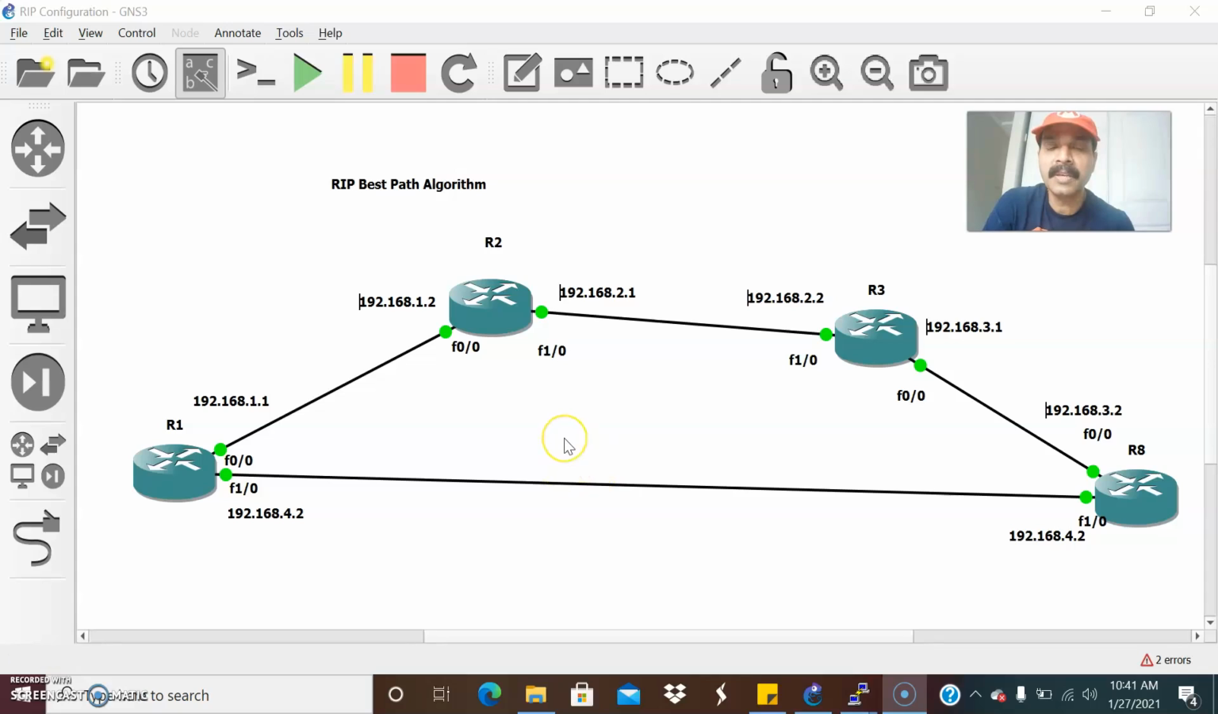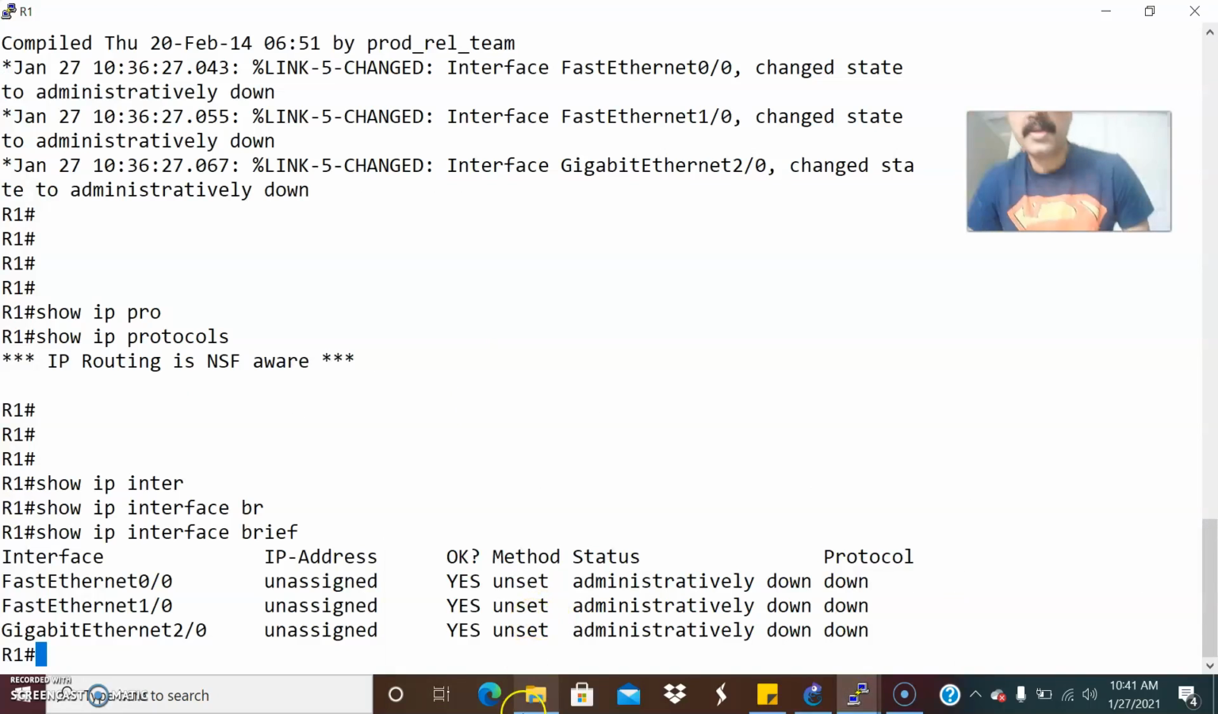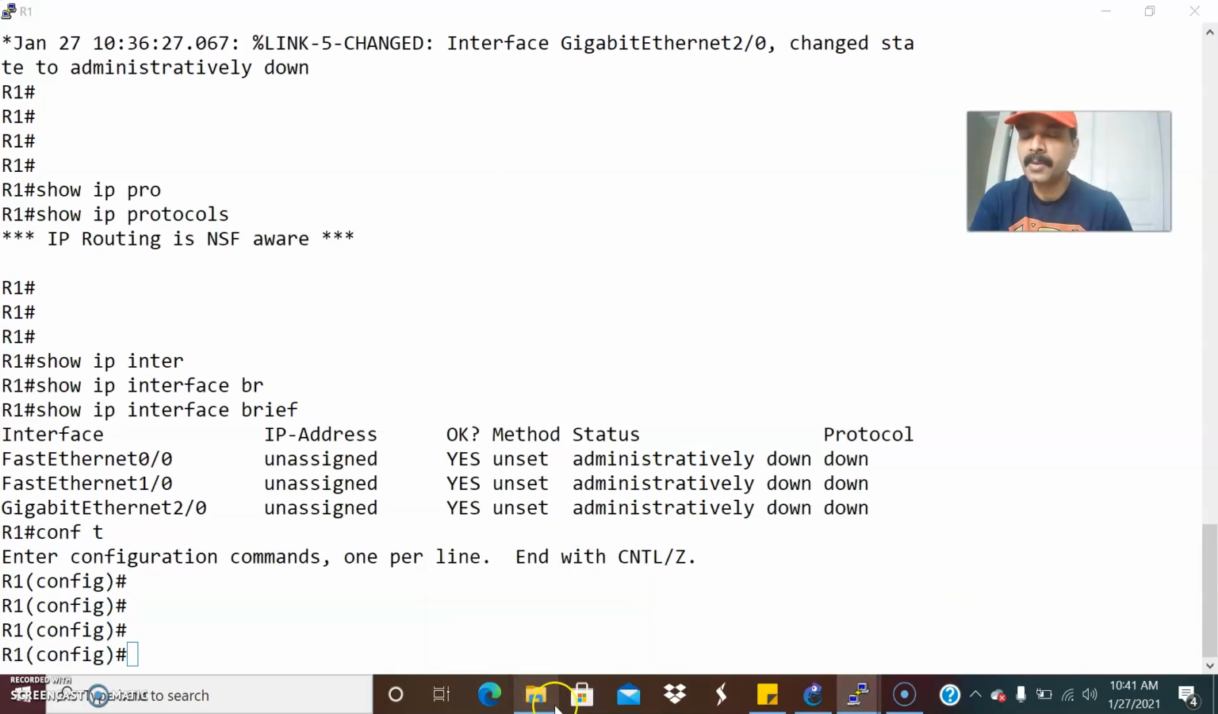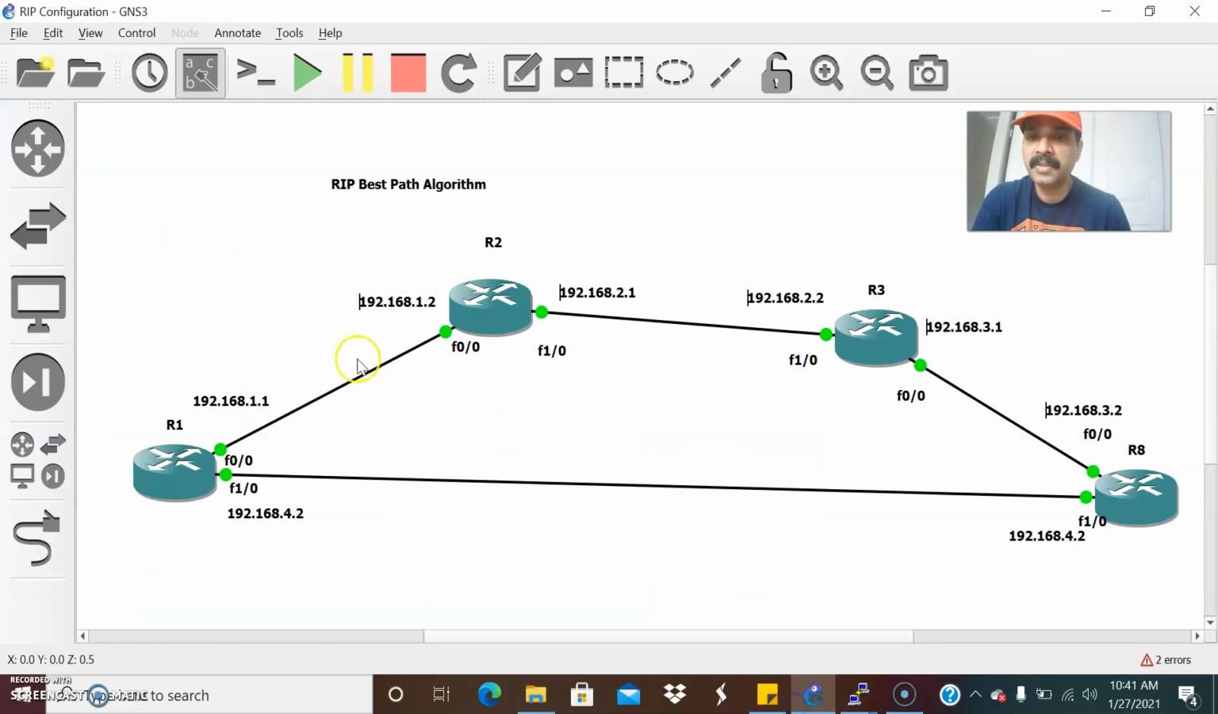I want to show by example how to configure the RIP best path algorithm. So let us now go to each and every router. Let us quickly configure the interfaces, then enable the routing protocol RIP, and then I will show how RIP finds the best path. So let us go to R1 and go to the configuration mode. Let us quickly configure the interfaces. Interface FastEthernet 0/0, right?